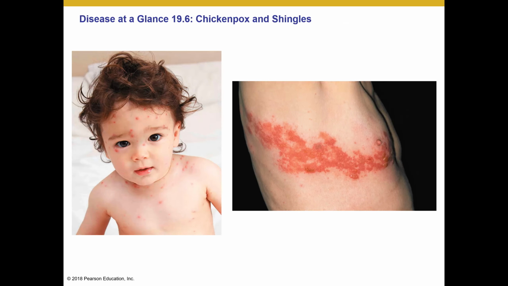This overview slide summarizes both chickenpox and shingles, which are caused by the same virus, varicella-zoster virus, or VZV. The important concept here is that one virus causes two different diseases at different times in a person's life. Chickenpox is the primary infection. It usually occurs in childhood and is characterized by a widespread itchy rash.